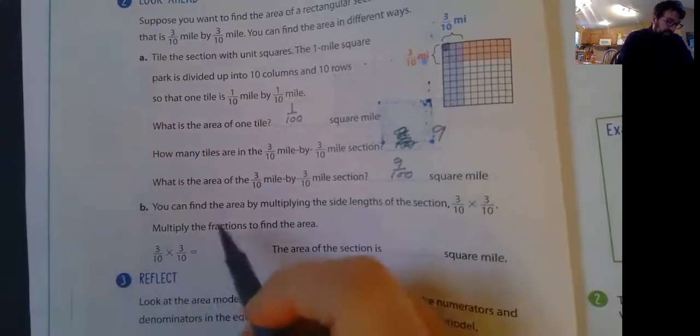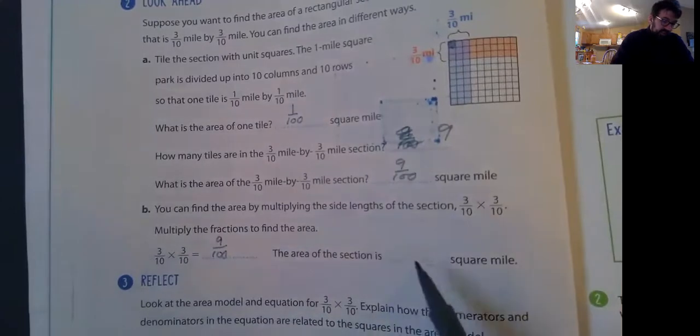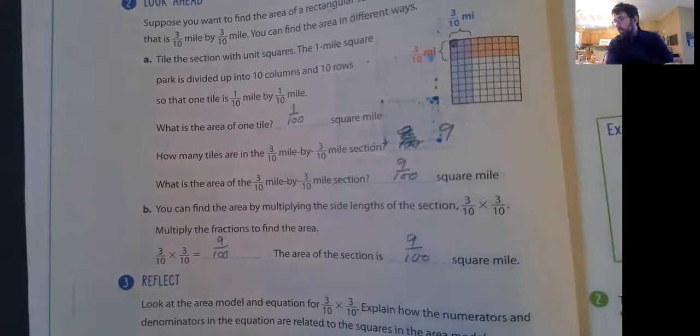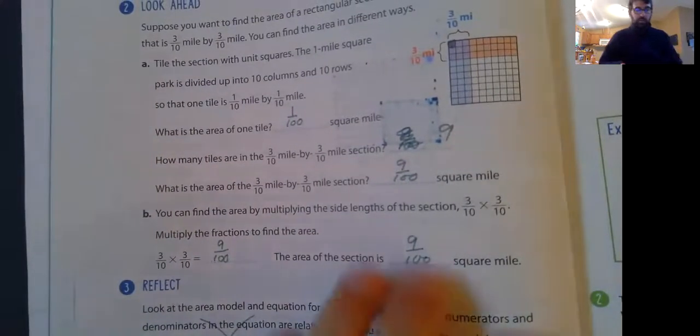If we multiply across here, we have 9. Multiply across here, we have 100. Okay, so the area of the section is 9/100ths square miles. Okay, pretty straightforward. I'm not worried about the reflection part right now.